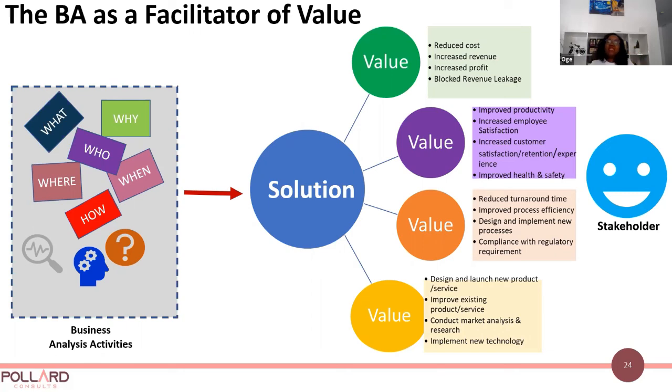You could also be designing and implementing a whole new process. For example, there could be a new regulatory requirement from any regulator that might require you to actually design a process that will make sure you comply with that. You could also be designing a new report that would help you comply with that regulatory requirement. Again, you could be designing and launching a new product. You could be improving an existing product or service. You could be conducting market analysis and research.